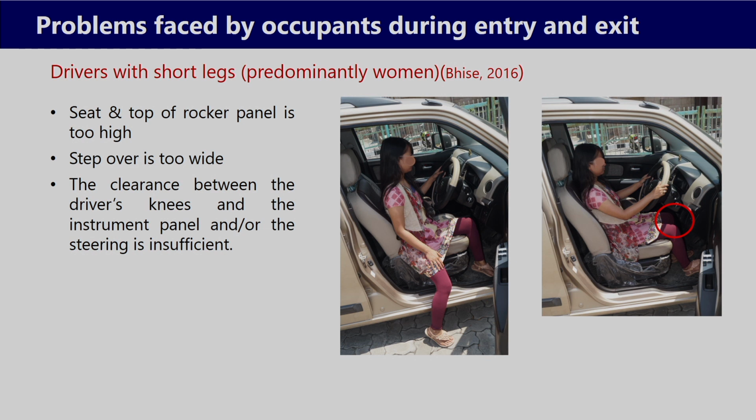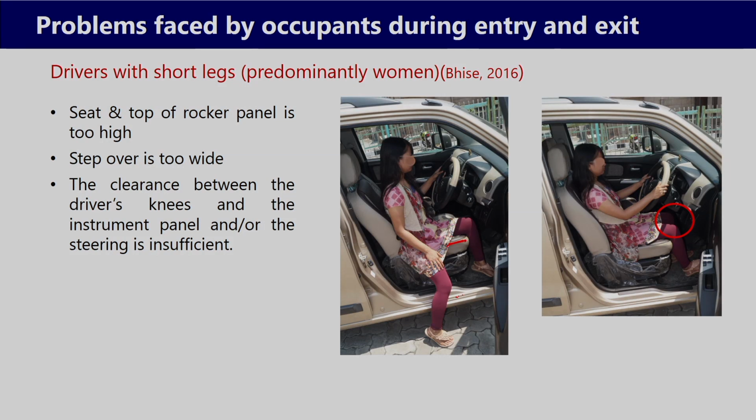Now, drivers with short legs, predominantly women. We are discussing problems faced by drivers with different anthropometric and somatotype, as well as drivers with disabilities and aged drivers. So, we will discuss different types of drivers and their problems in the entry-exit process. First, drivers with short legs. Generally this happens for female drivers with 5th percentile leg dimensions.